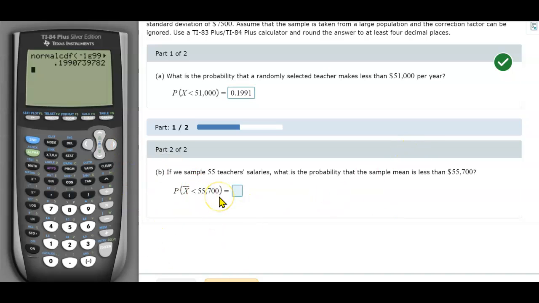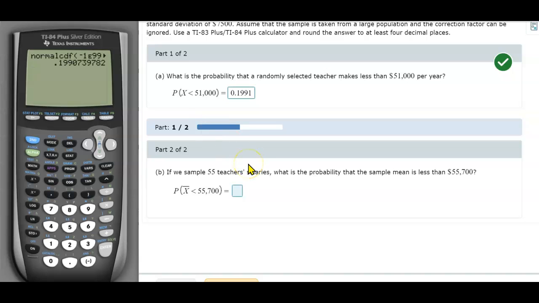Now the second part is asking you to figure out if the sample size right now is 55 teachers' salary, right? And we are looking again for the probability, but here they are asking you for P of X bar less than or equal to $55,700, right? So now do you see the X here and the X bar, it changes, all right?